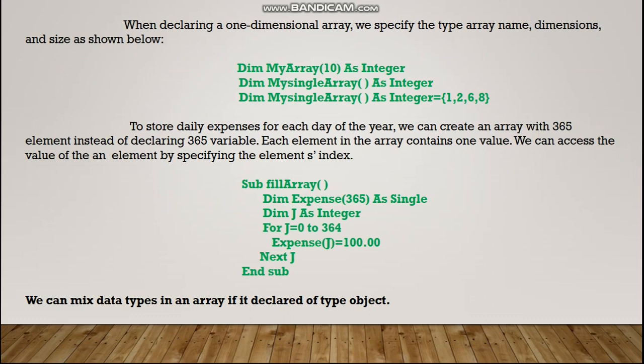When declaring a one-dimensional array, we use the type of array, the name, the dimensions, and then the size. Example: Dim myArray(10) As Integer. The array name is myArray, the size is 10, and the data type is Integer. The next one is Dim mySingleArray() As Integer. Here we don't specify the array size, so that is a dynamic array. The third one is Dim mySingleArray() As Integer = {1, 2, 6, 8}, which are the array elements of mySingleArray. So only 4 elements are stored in mySingleArray.